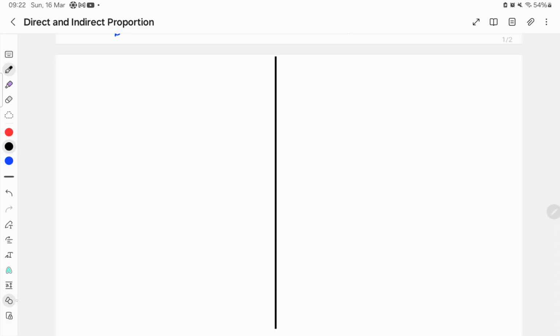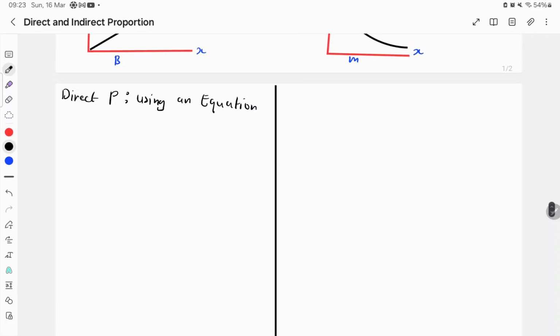Direct proportional, forming or using an equation. Inverse means indirect. Inverse proportional, using an equation.